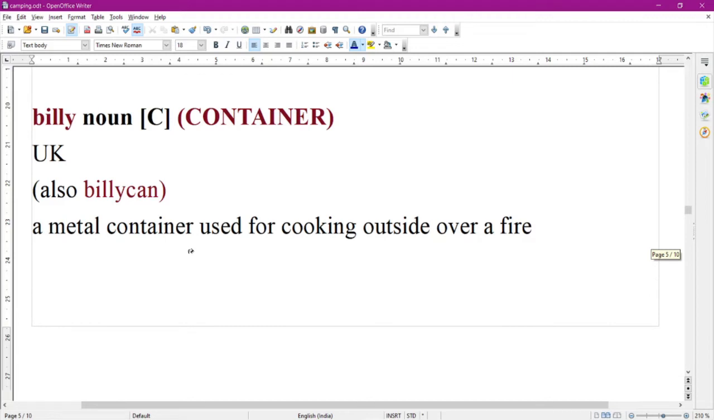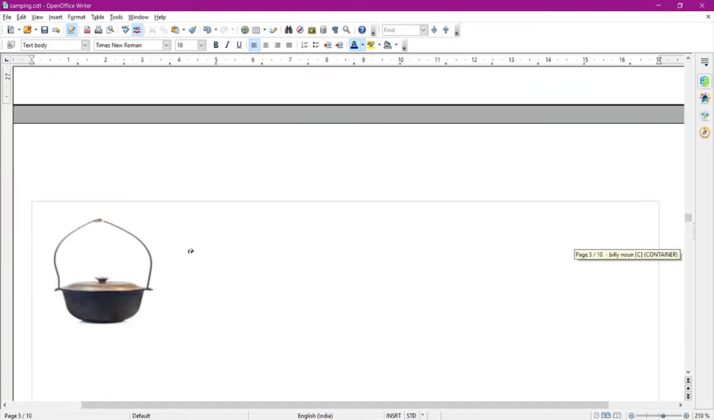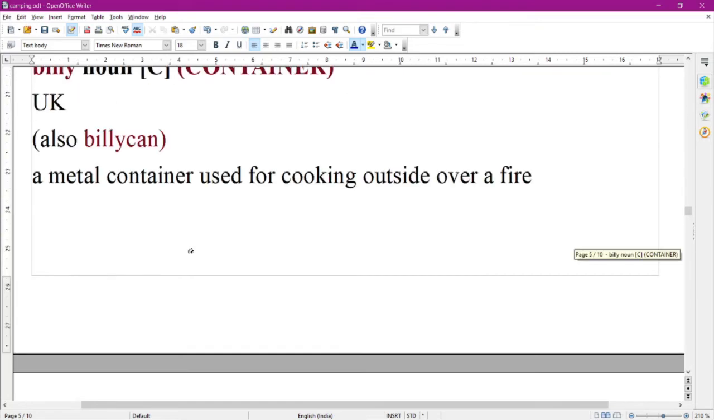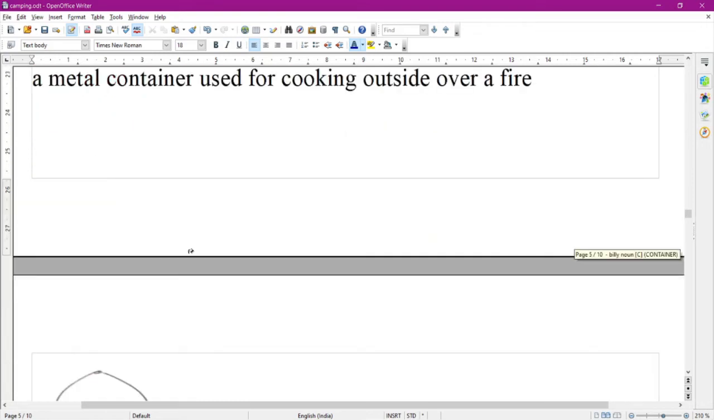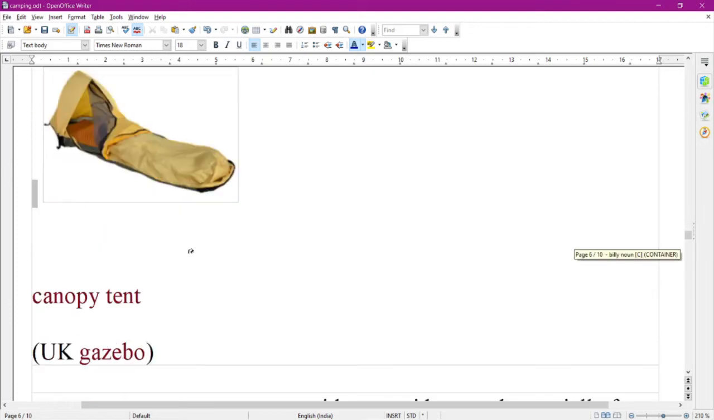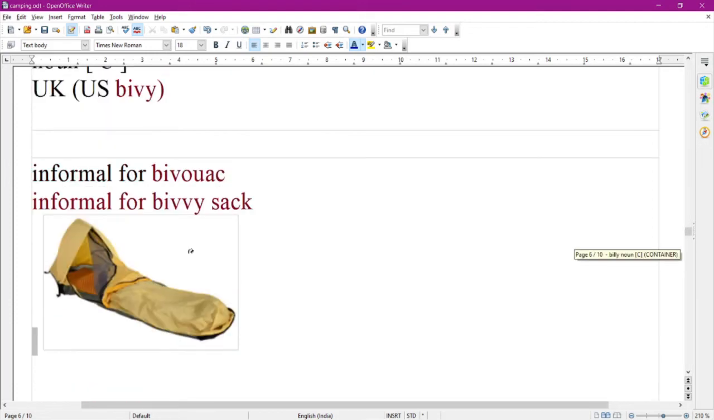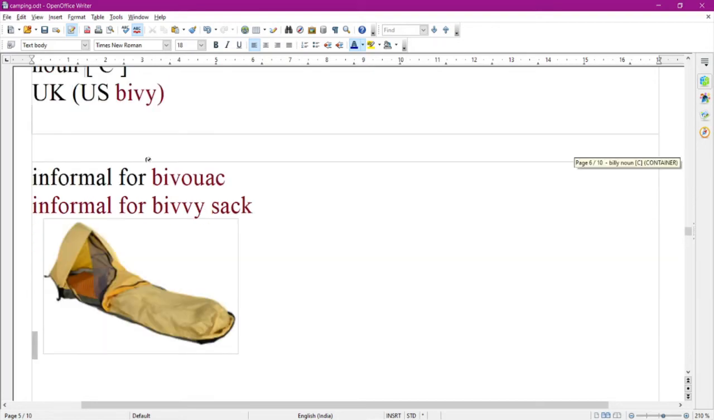This is known as billy, or you can say billy can. It's this one, a metal container used for cooking outside over a fire. This is known as bivy. Okay, spelling: there is a different spelling. In UK it has only one V, not double V, or it's known as bivouac or bivy sack.